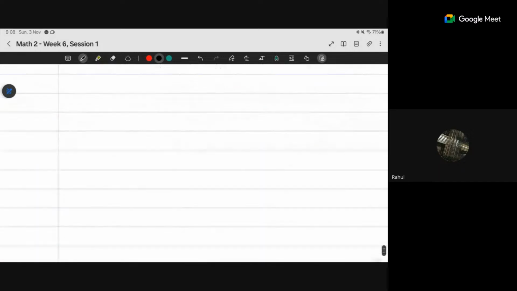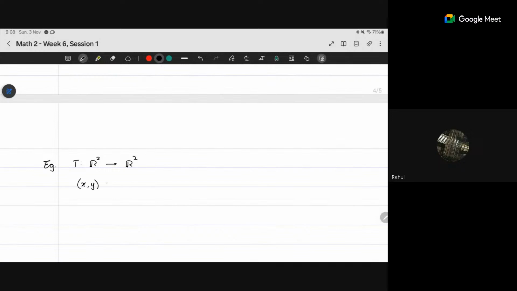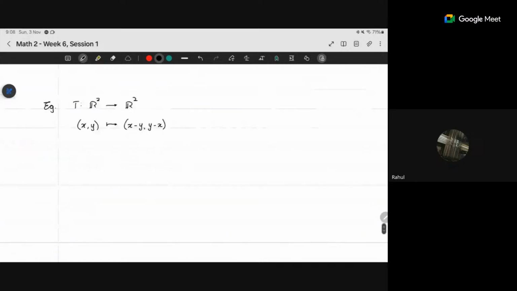So let us take an example to see this more clearly. I have a linear transformation from R2 to R2, which takes x comma y to, let's say, x minus y, y minus x. Is this a linear transformation? That is true. You can check that. But is this injective?